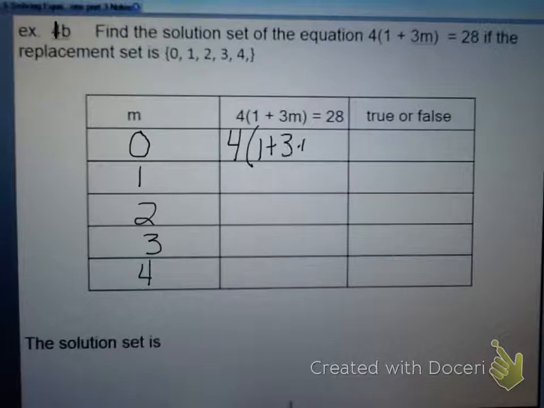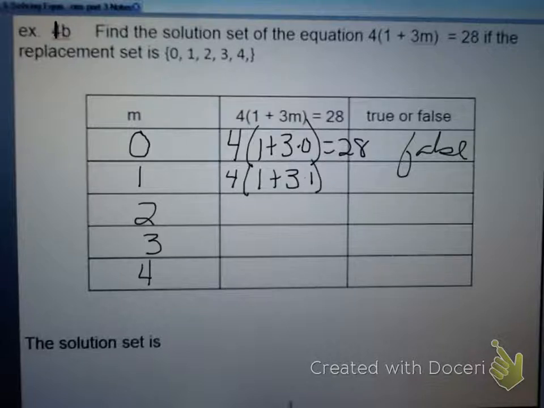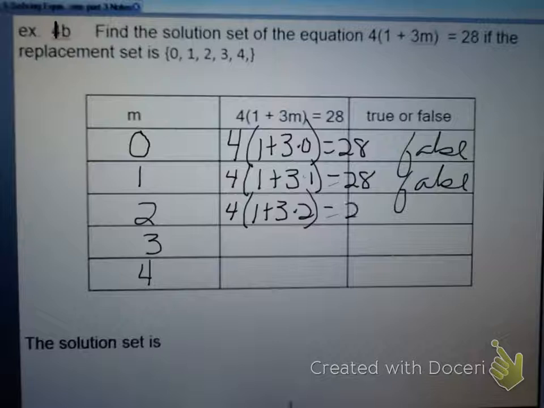1 plus 3 times 0. 3 times 0 is 0, plus 1 is 1, times 4 does not give me 28. So that is false. 3 times 1 is 3, plus 1 is 4, 4 times 4 is 16. That also is false. 3 times 2 is 6, plus 1 is 7. 7 times 4 is 28. That is true.